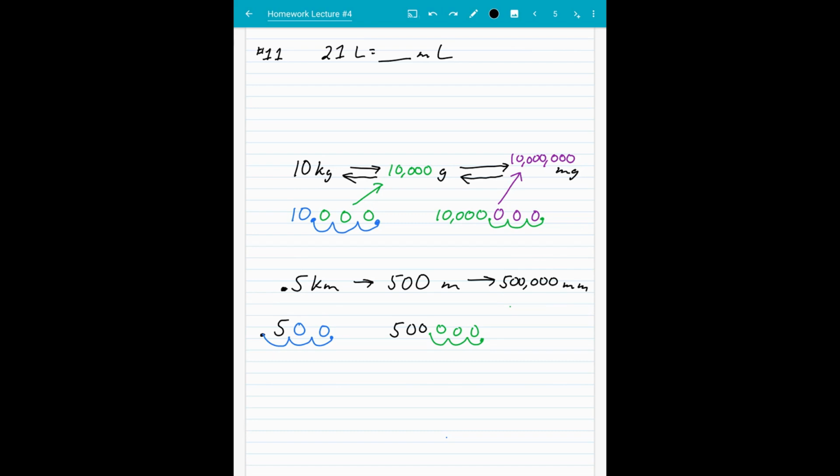But let's look at the other way around. I'll come back to number 11. Let's say we have 1,200 milliliters, and we'll go to liters, and then we'll go to kiloliters. So 1,200. This time we're going from a smaller unit of measurement to a larger unit of measurement.